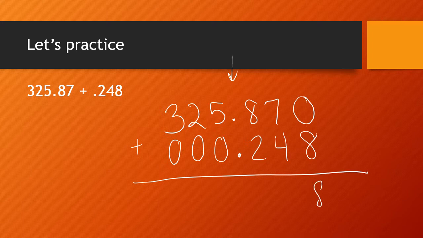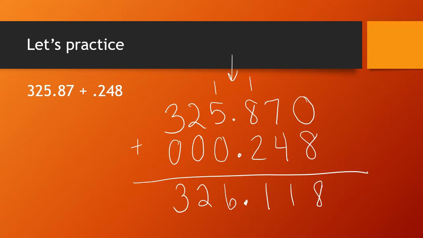8 plus 0 is 8. 7 plus 4 is 11. 8 plus 2 is 10 plus 1 more is 11. Keep my decimal right in line. 5 plus 1 is 6. 2 and 3. So my sum is 326 and 118 thousandths.